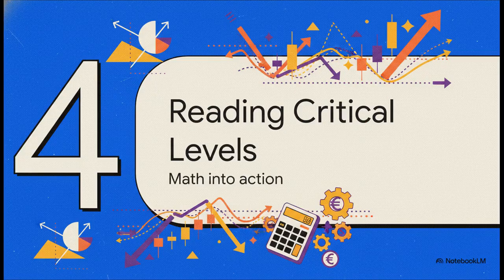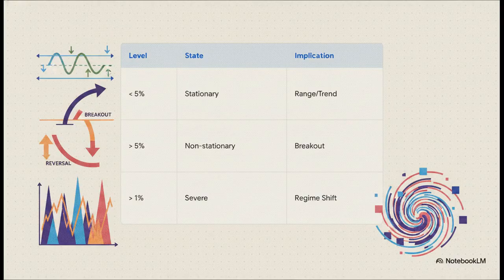All right, Section 4, Reading the Critical Levels. Let's talk about translating all this math into actual, actionable trades. So we need to know exactly when the market statistically stops being stationary, right? Here's the breakdown. When the KPSS is less than 5%, the market is stationary. You've got a stable range or an orderly trend depending on the mode you picked.